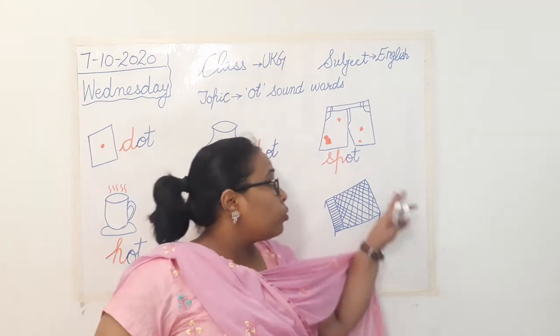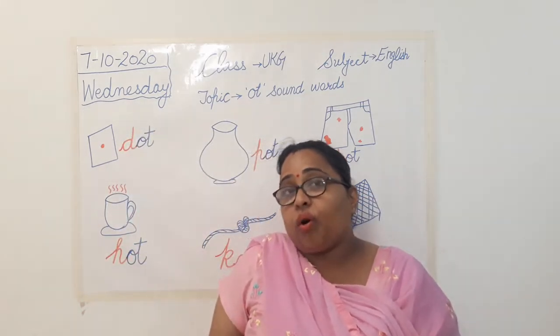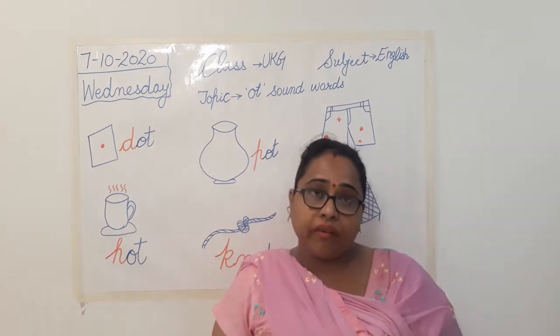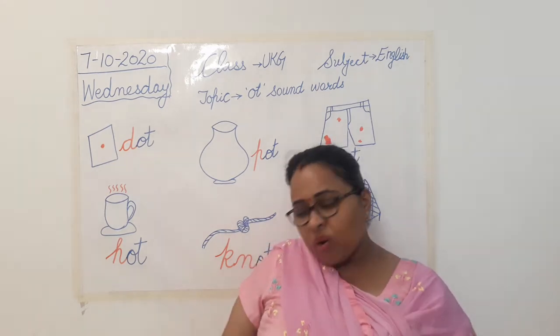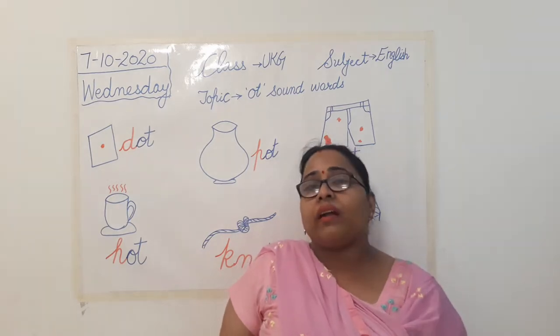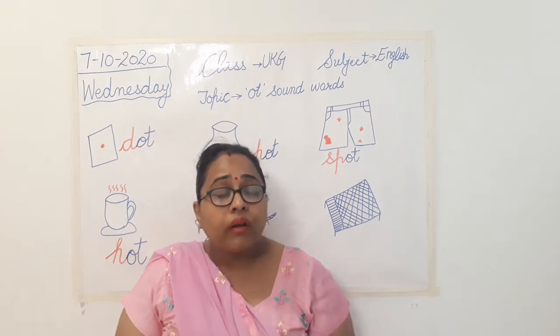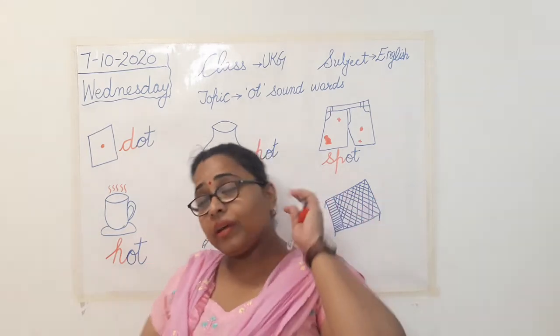Now you can use this word easily. Jab bhi kuch lag jata hai, mama, I got, sorry mama, there is a spot on my dress. Ab aap ye thodi bologe mama kuch gir gaya. Arre mama, something has fallen and I have a spot on my dress. So this is how you can use the word spot and you can increase your vocabulary.